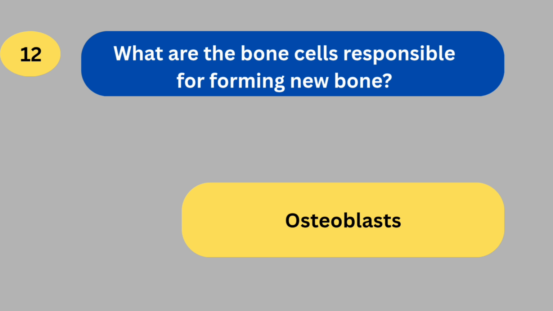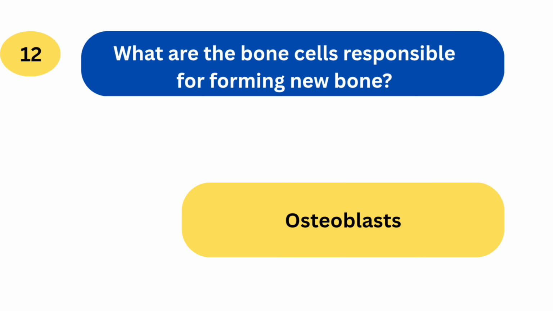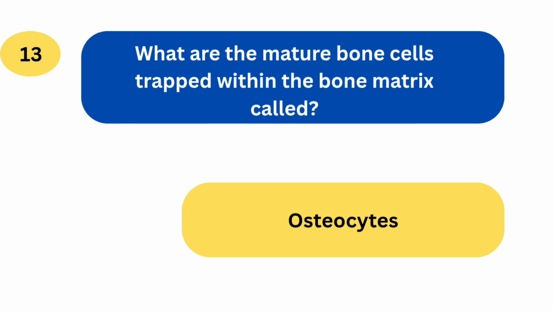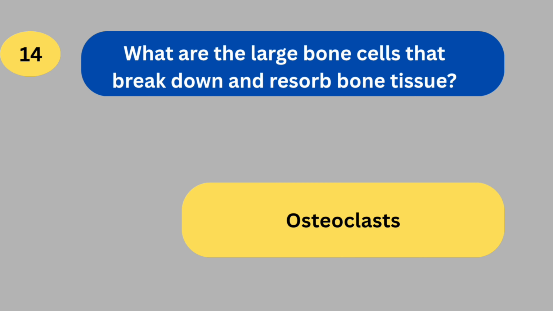Next question. What are the bone cells responsible for forming new bone? Answer. Osteoblasts. Next question. What are the mature bone cells trapped within the bone matrix called? Answer. Osteocytes. Next question. What are the large bone cells that break down and resorb bone tissue?